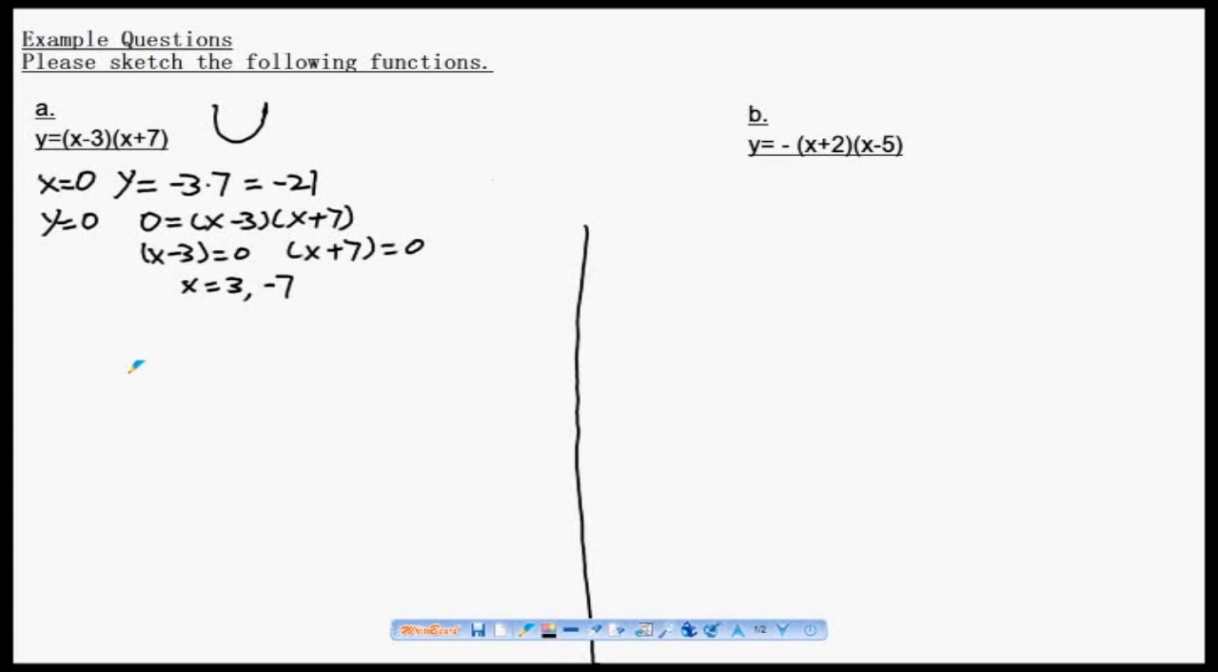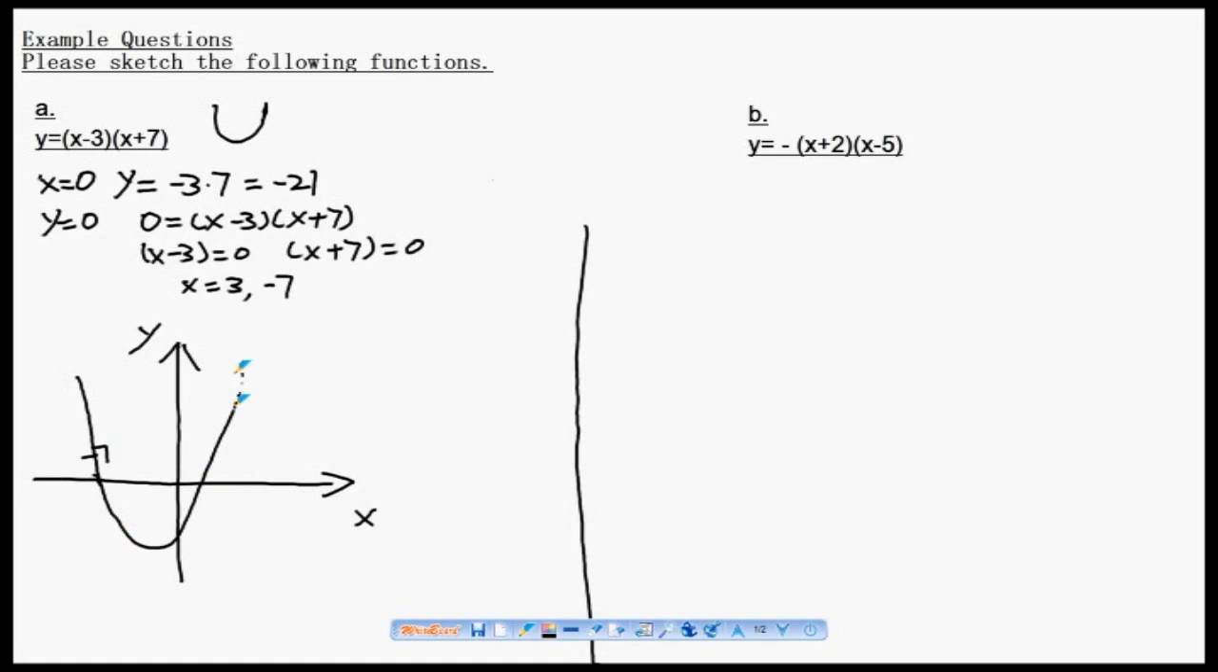Sorry, that's your x-intercepts. Now we start to draw the graph. This is your x-axis, this is your y-axis. We have minus 7, and we draw the graph, something like this. Okay, parabola. This point is 3, and your y-intercept is minus 21.